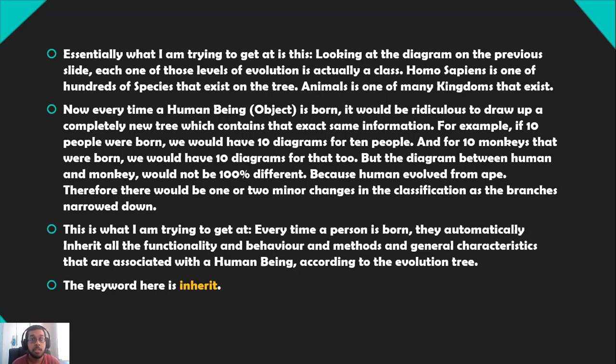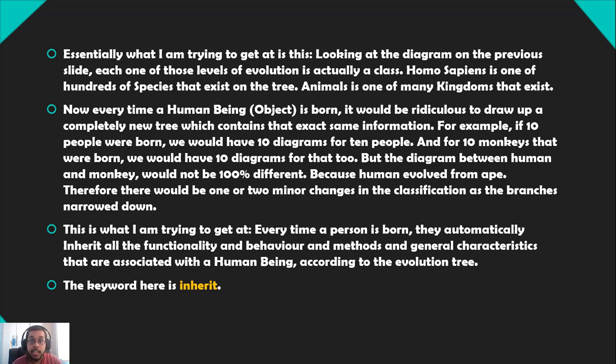Essentially, what I am trying to get at is this. Looking at the diagram on the previous slide, each one of those levels of evolution is actually a class. Homo sapiens is one of hundreds of species that exist on the tree. Animals is one of many kingdoms that exist.